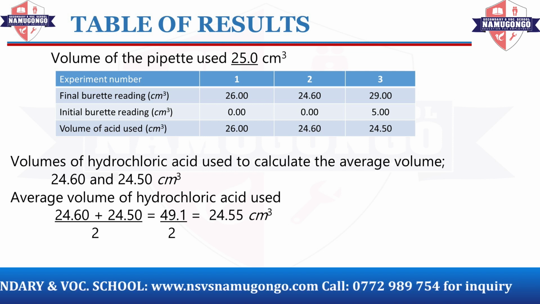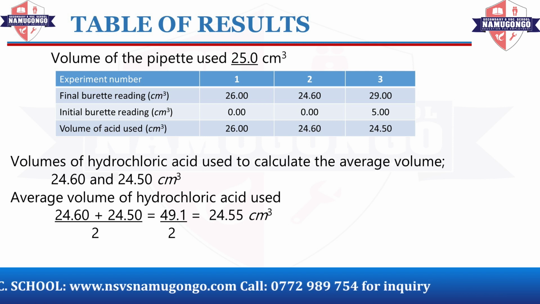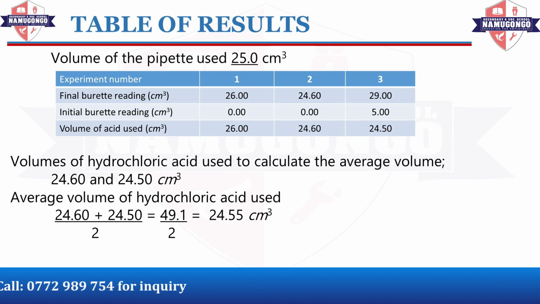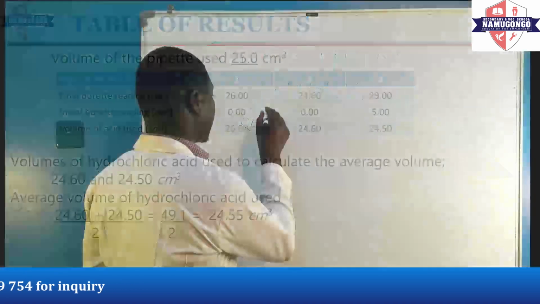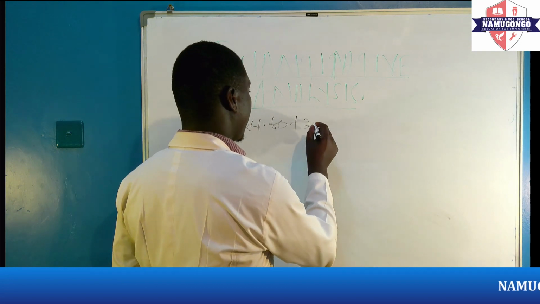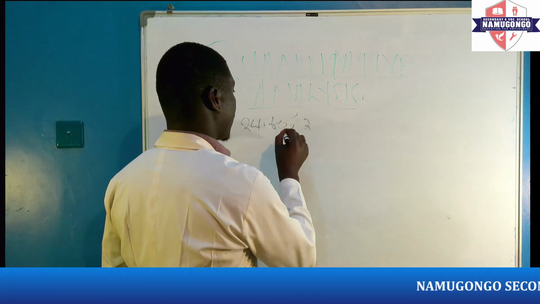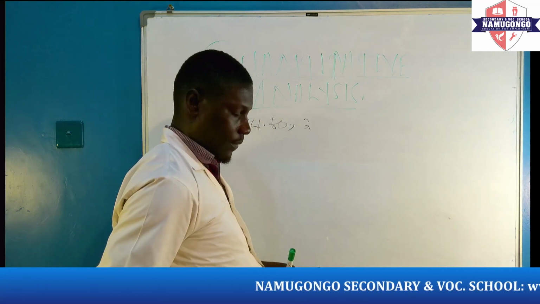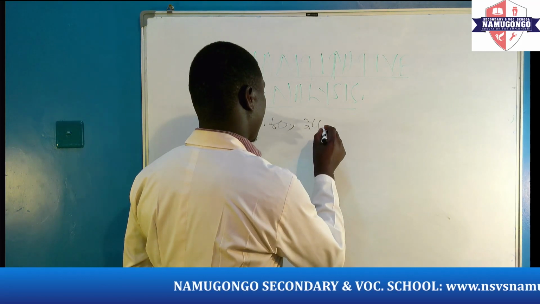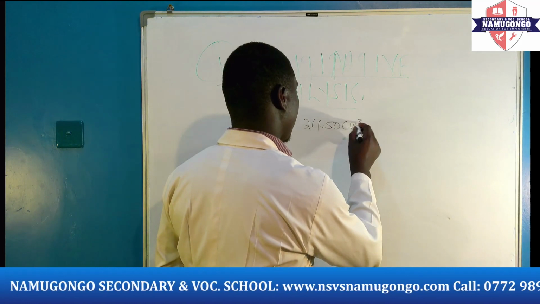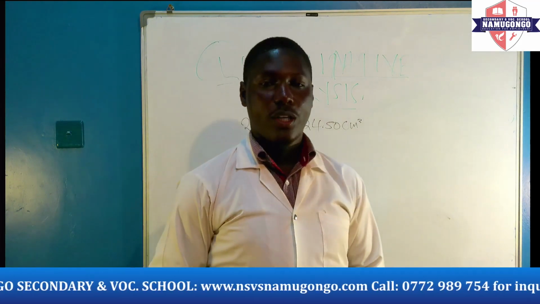Therefore, we take what we call the average of 2 values that seem to be close to each other. And when you look into the table, it seems 24.60 and 24.50. These 2 values, in cubic centimeters, seem to be so close to each other.